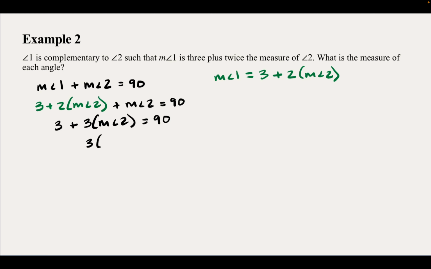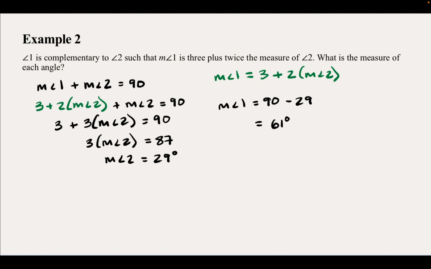And I'm going to subtract 3 on both sides. And then I'm going to divide by 3. So I get the measure of angle 2 equals 29 degrees. Now to find the measure of angle 1, I've got a couple options here. I can substitute it into this and solve that way. Or I can say, well, if they're complementary, they have to add up to 90. So the measure of angle 1 has to be 90 minus 29 degrees, which is going to give me 61 degrees. So the measure of angle 1 is 61 degrees. The measure of angle 2 is 29 degrees.